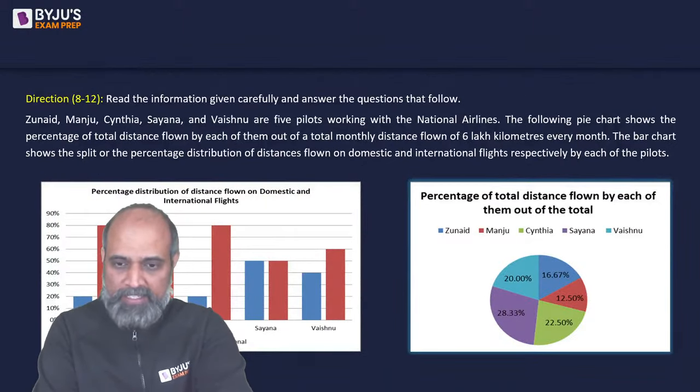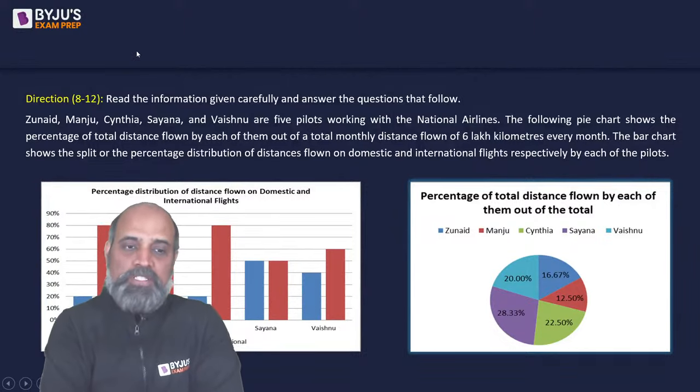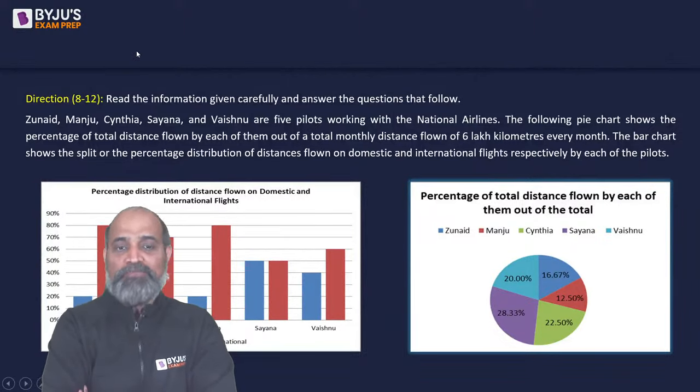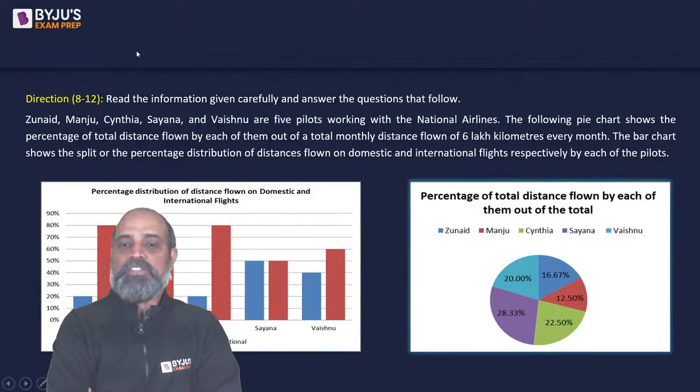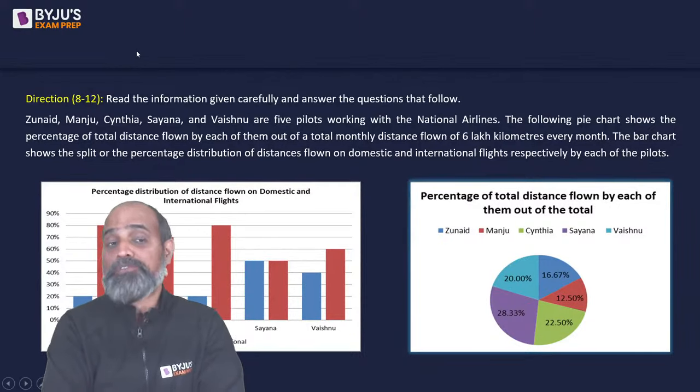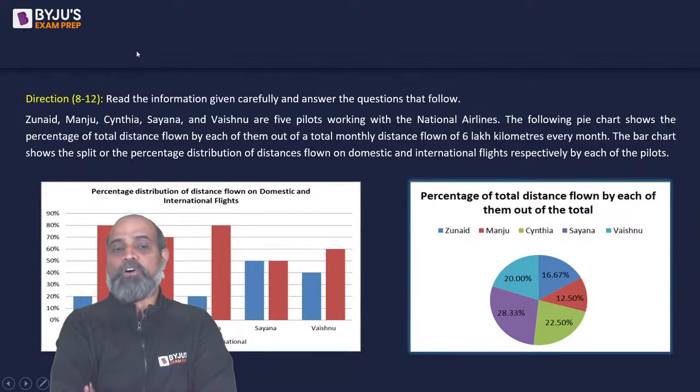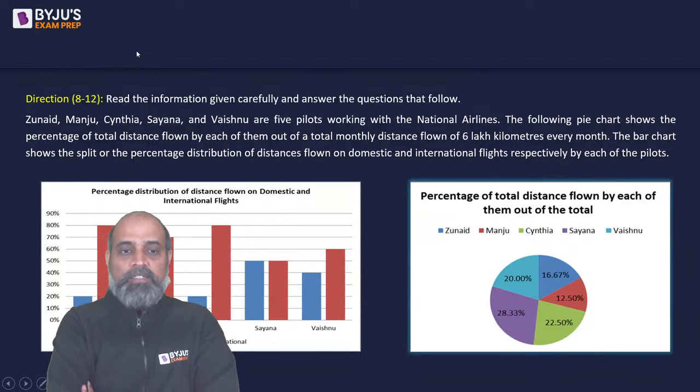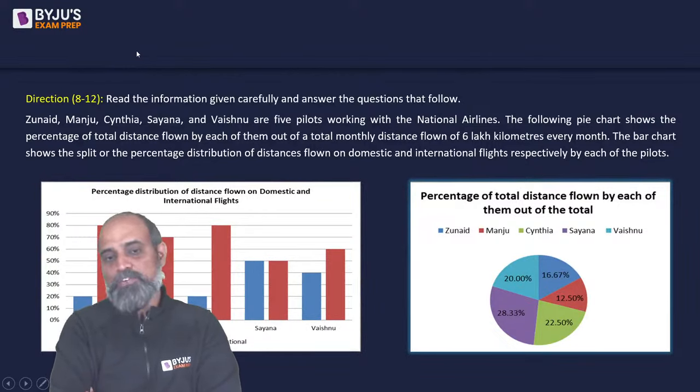Okay, let's try another set. Zunaid, Manju, Cynthia, Sayana and Vaishnu are 5 pilots working with the national airlines. The following pie chart shows the percentage of total distance flown by each of them out of a total monthly distance flown out of 6 lakh kilometers every month. The bar chart allows the split or the percentage distribution of distances flown on domestic and international flights respectively by each of the pilots.